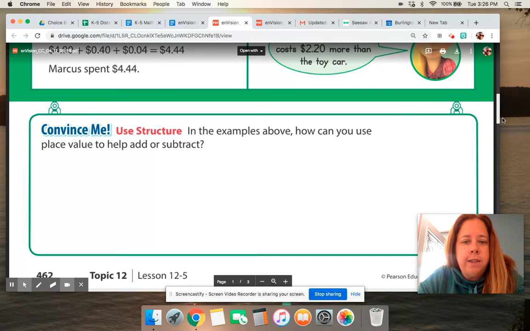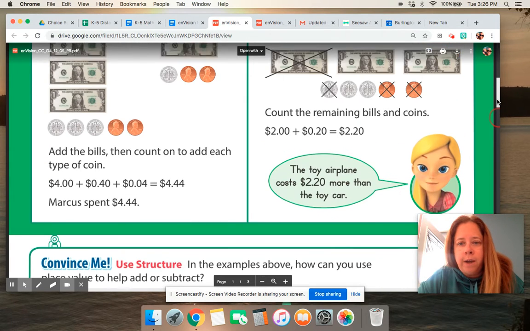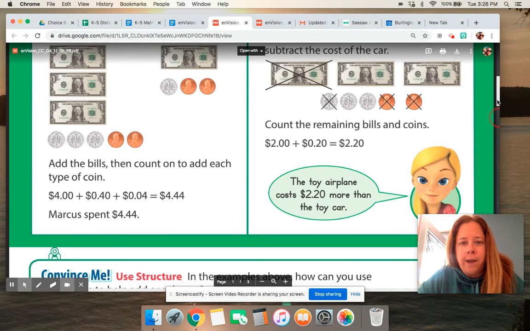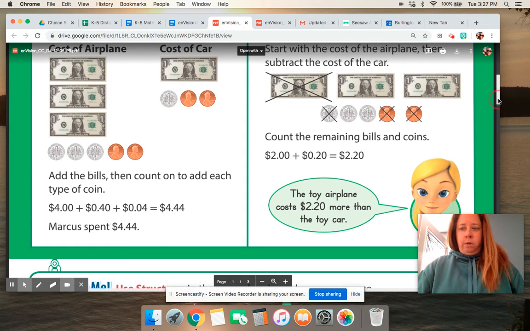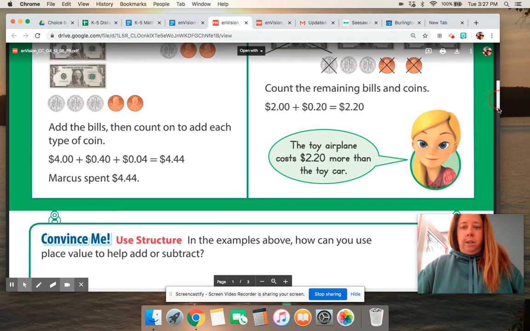And here it says, in the examples above, how can you use place value to help add or subtract? So know that when you're adding and subtracting, it's very important that we're adding by the place values, just like with whole numbers. You want to line up the hundreds, tens, and ones. When you're subtracting or adding with decimals, same thing. You want to make sure you're lining up the whole numbers, so the whole ones, and you're lining up the tenths, and you're lining up the hundredths together so that you're subtracting the right digits and the right value.